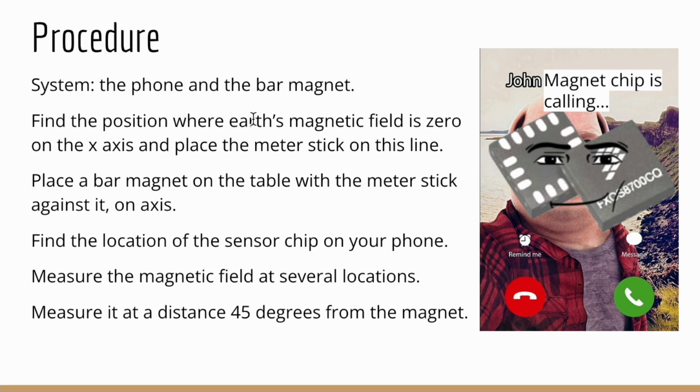Now, let's go on to the procedure. So the system was the smartphone and the bar magnet. What we had to do first was find the position where Earth's magnetic field on the x-axis is 0, and place the meter stick on this line. Then we placed a bar magnet on the table with the meter stick against it on axis. Next, we find the location of the sensor chip on the smartphone by moving the phone around along the meter stick and observing the changes in magnetic field. We measure the magnetic field at several locations on the meter stick, and then finally we measure it at a distance of 45 degrees from the magnet.